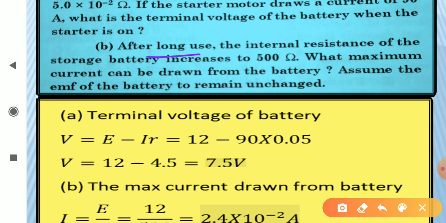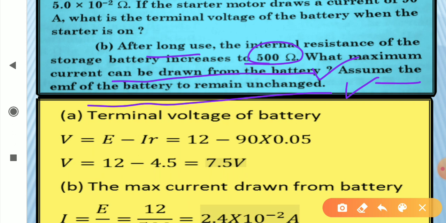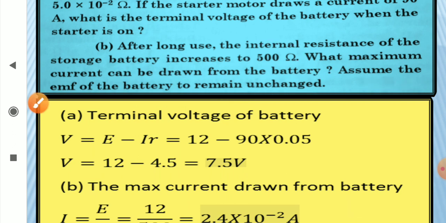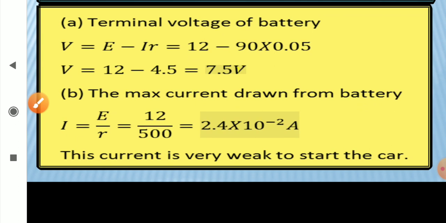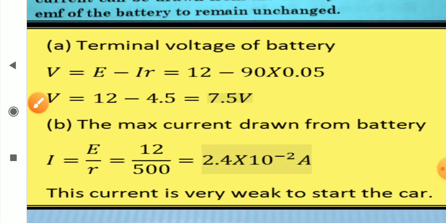After long use, the internal resistance of the storage battery increases to 500 ohm. ठीक है, क्योंकि यूज करने के बाद इंटरनल रेजिस्टेंस बढ़ जाता है. Now what is the maximum current that can be drawn from the battery? Assume that the EMF of the battery remains unchanged. इसलिए बैटरी का EMF भी कम होगा, पर जस्ट फॉर द सेक ऑफ सिंप्लिसिटी हमने एज्यूम किया है कि उसकी EMF नहीं चेंज हो रही है.